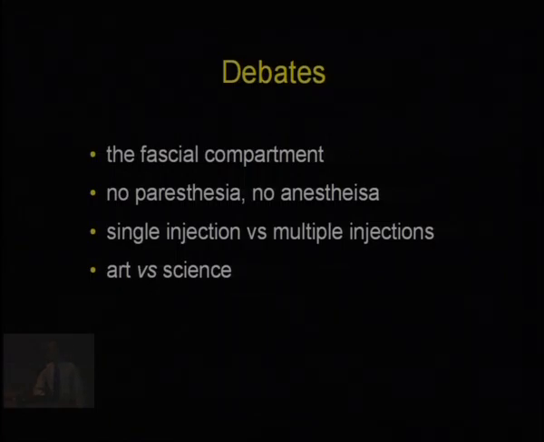In the development of regional anesthesia, there's always some debate going on. Back in the 40s, there were debates about the existence of fascial compartments. Later, there was debate about the use of paresthesia and the disadvantage of paresthesia. And there's discussion about the use of single injection versus multiple injections. The more recent debate is whether regional anesthesia is an art or a science. The obvious implication is that using ultrasound, one can see what's happening and provide better scientific evidence that would guide the development of regional anesthesia.